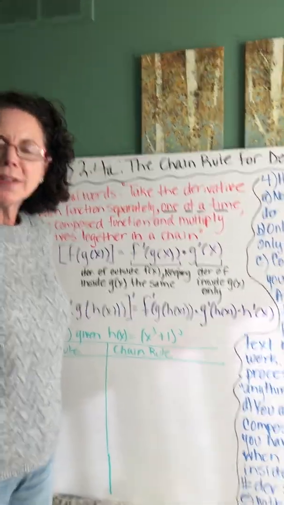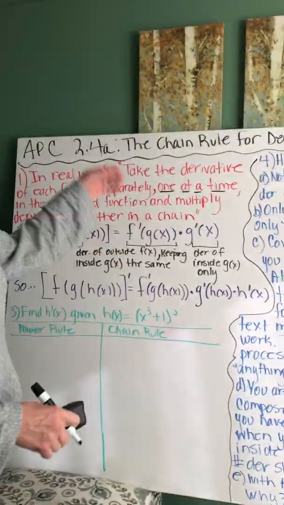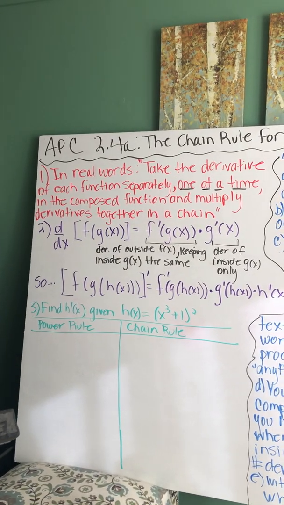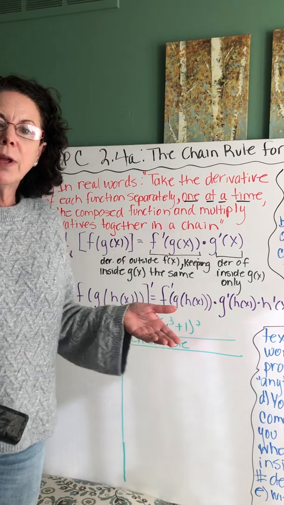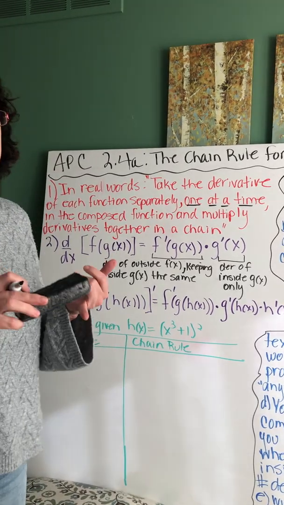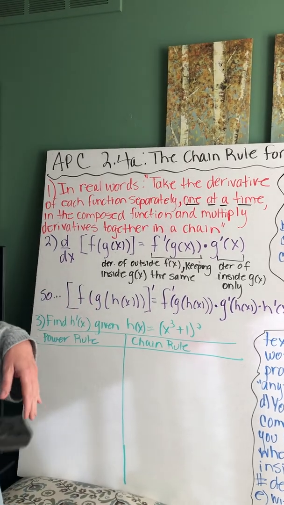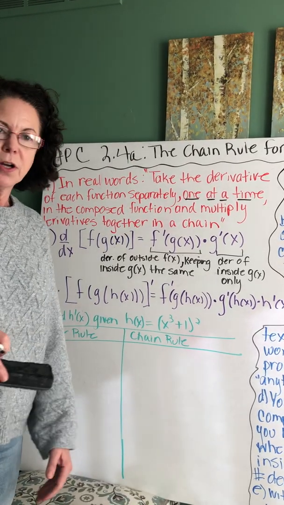Calculus students, welcome to section 2.4a, the chain rule for derivatives. Today, the chain rule is the rule that we use when we have a composed function. You know the power rule, you know the product rule and the quotient rule. This is the chain rule for composed functions.